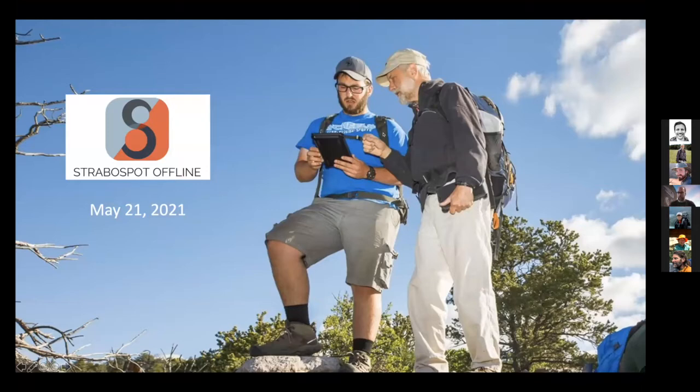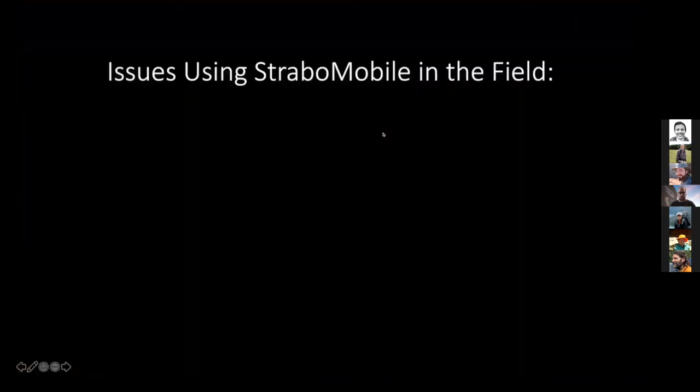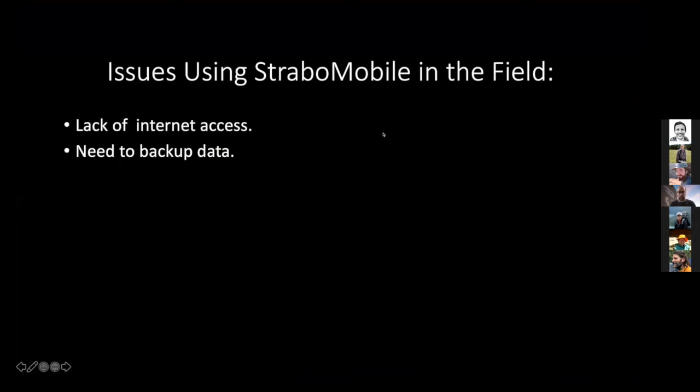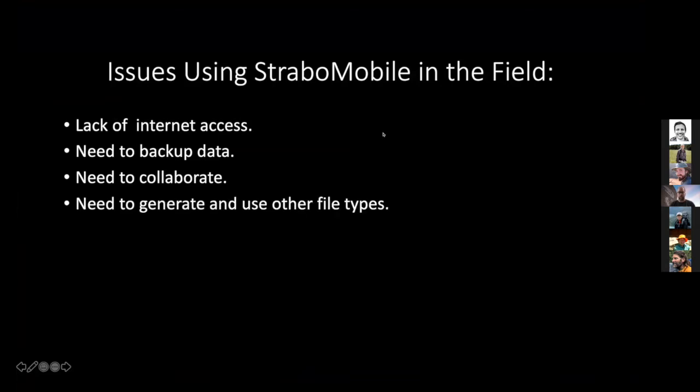Like Doug said, one of the problems with working out in the field, especially with a mobile application, is the lack of internet access. So, issues using Strabo mobile in the field. The first is lack of internet access. You have a need to back up data, a need to collaborate with other students and other scientists in the field. And you have the need to generate and use other file types, like importing shapefiles or exporting spreadsheets from the data that you've collected. And as Doug said, you also sometimes will need the ability to use other imagery, such as drone imagery or composite imagery you've created in the field.